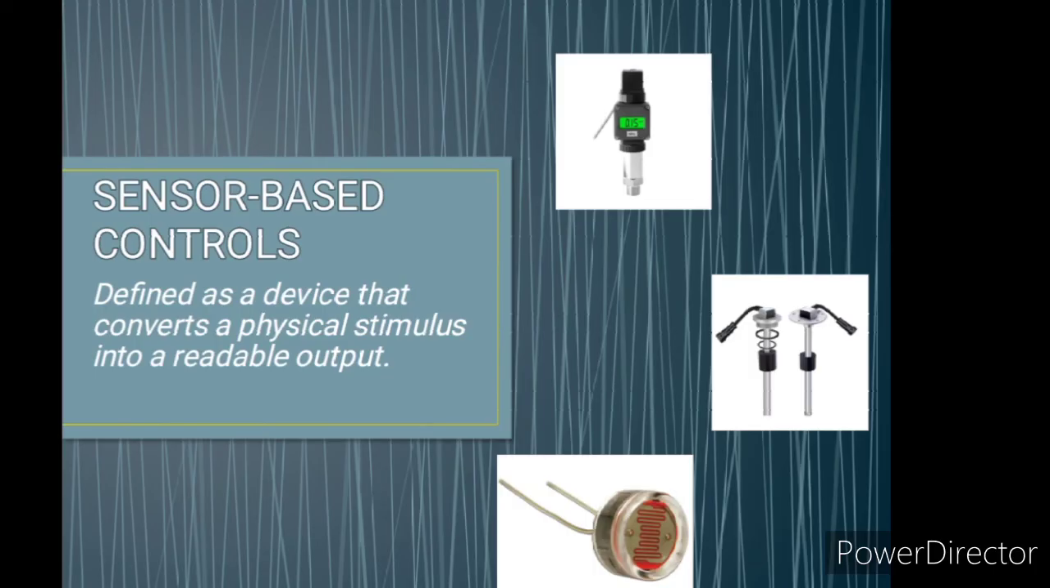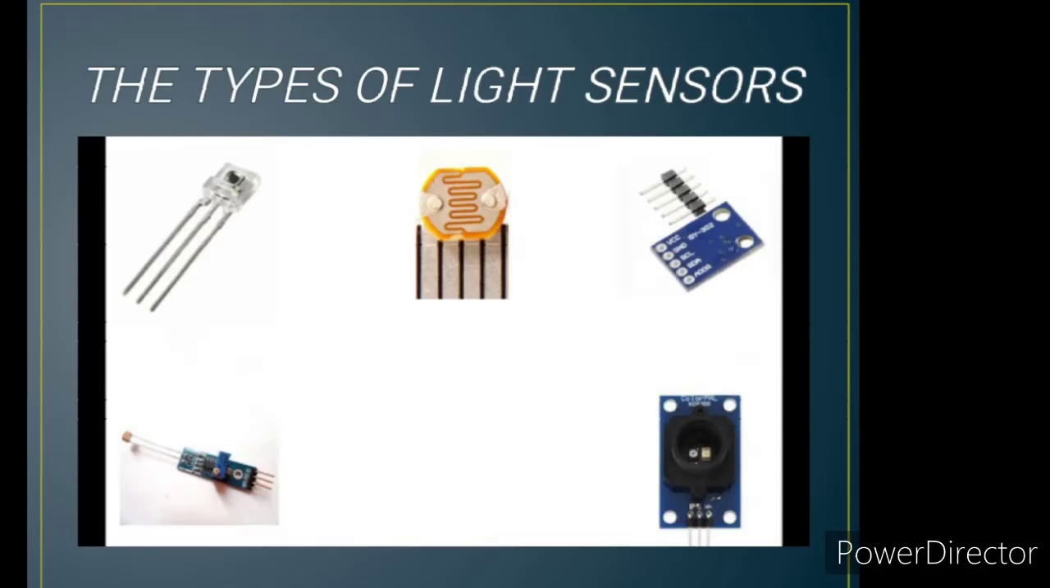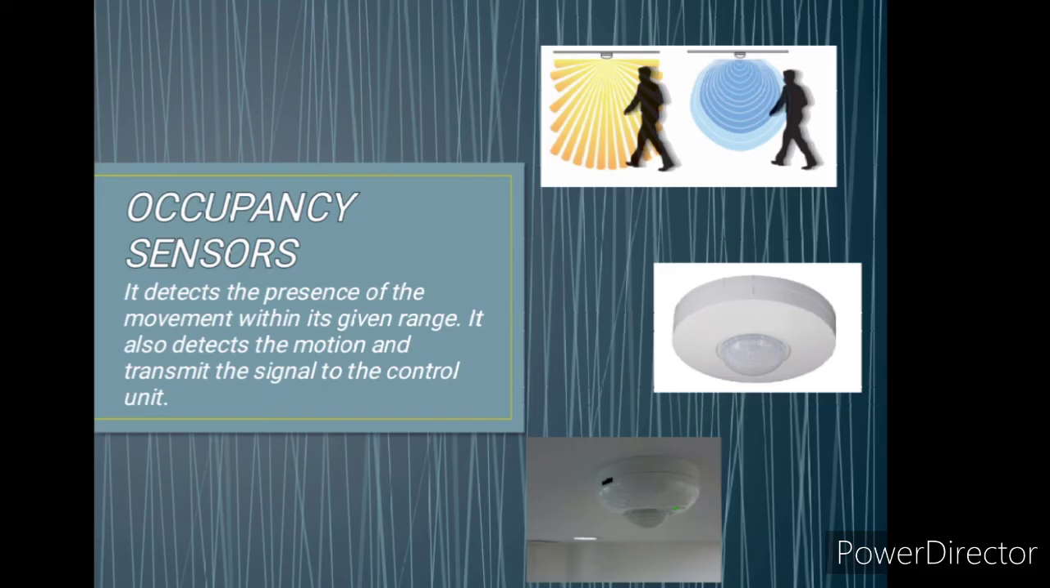Sensor-based control uses a device that detects a change in the environment and responds with some output in another system. The role of a sensor in a control and automatic system is to detect and measure some physical effect, providing the information to the control system. These are examples of light sensors. An occupancy sensor is an electronic device that detects the presence of a person and automatically controls the lights, temperature, or ventilation systems.